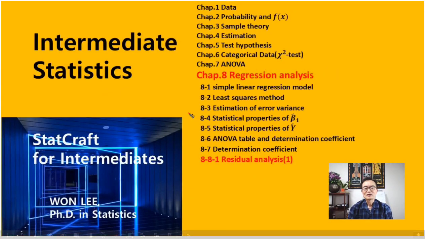Everyone, I'm Wendy. Today I'm going to explain about residual analysis. What is residual analysis? It is important to know about that.